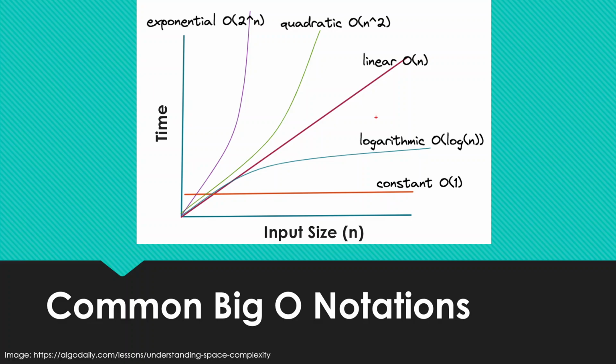Now here is a list of the big O notations. The first notation is called constant time, and the notation name is O of 1. You might ask, what does this really mean? Let me just give you an example.